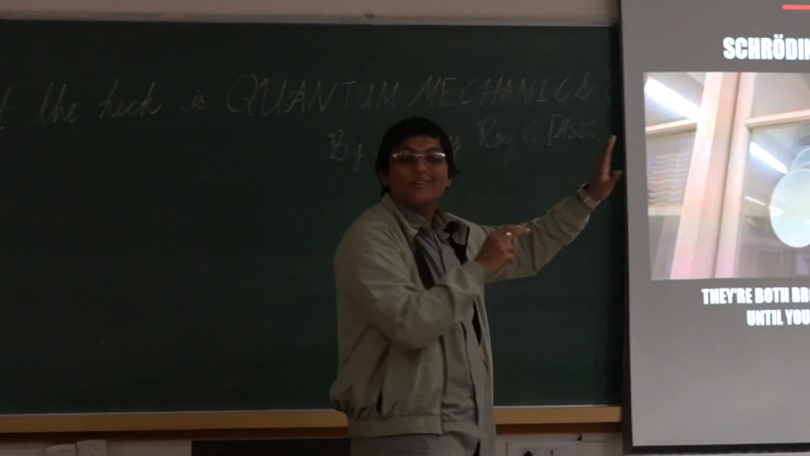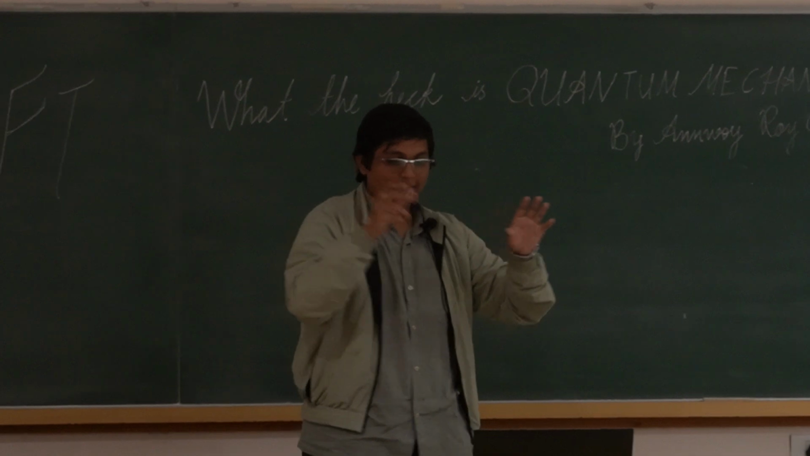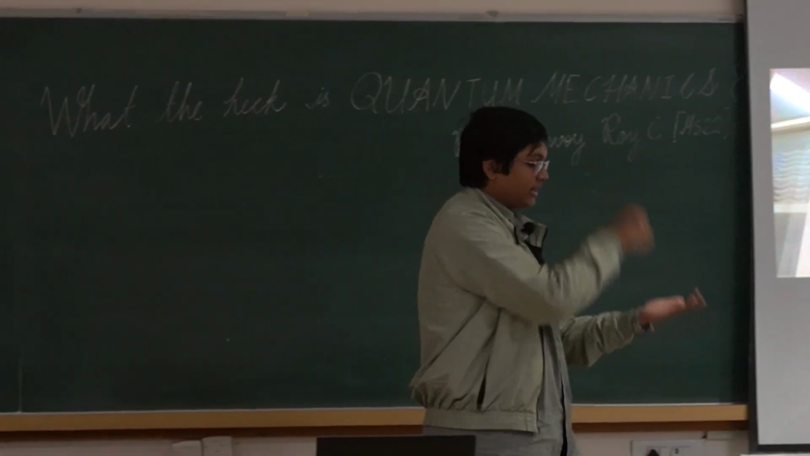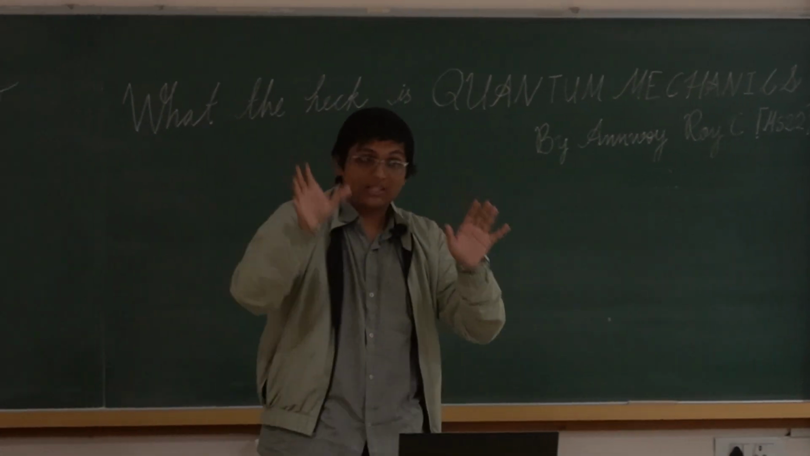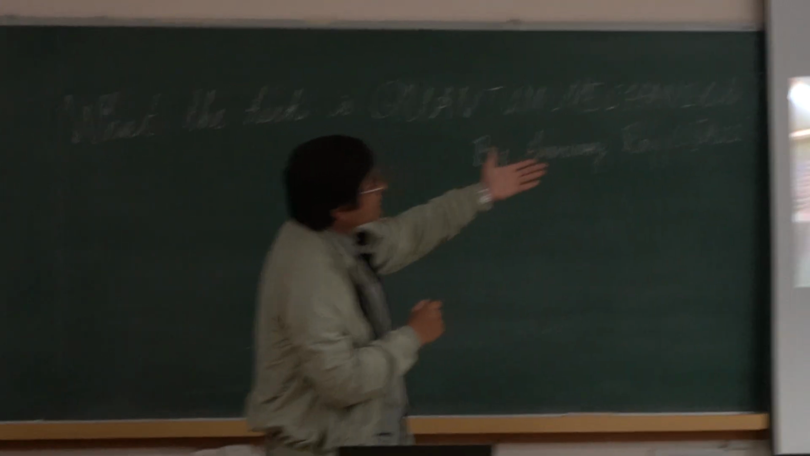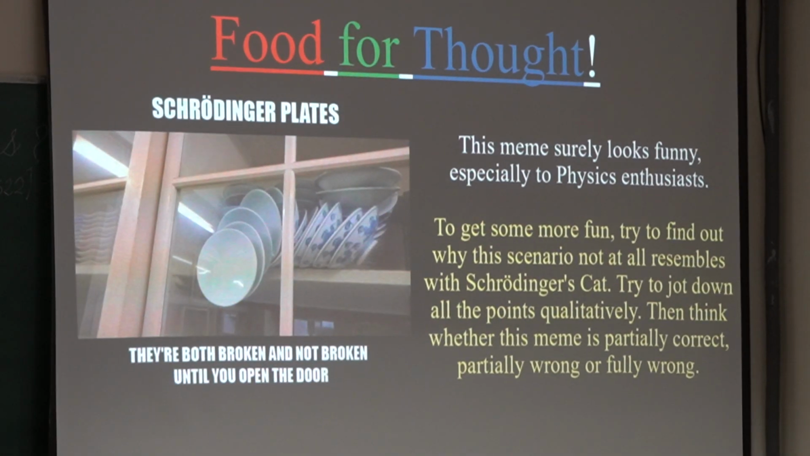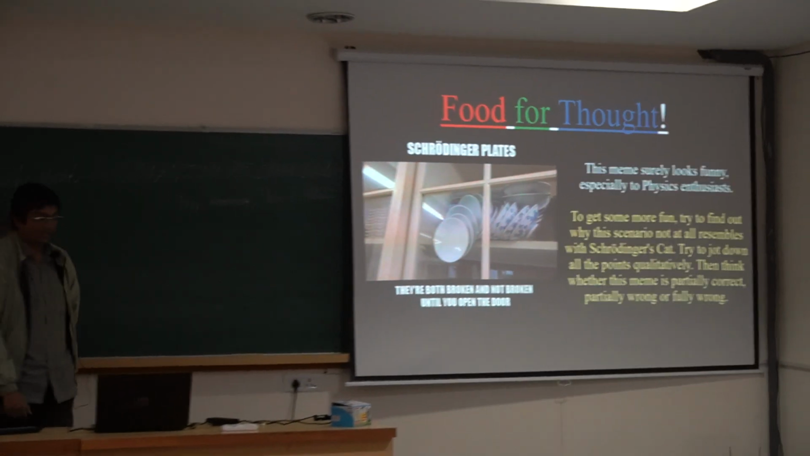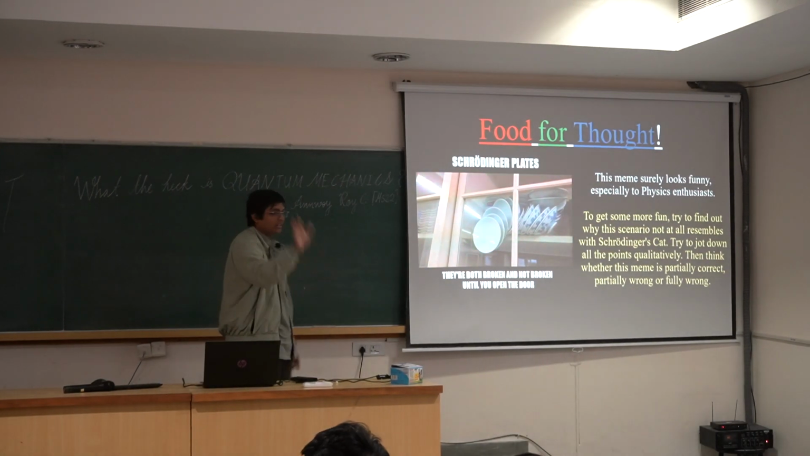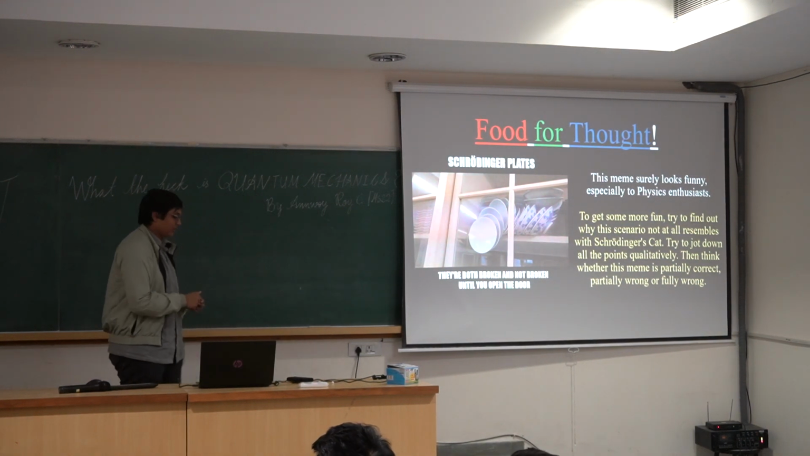it's possible to try to find out why this scenario not at all resembles Schrodinger's cat. And try to jot down the points qualitatively. This was the Schrodinger's cat, this is it, and all this stuff. Try to find it qualitatively. How much it resembles Schrodinger's cat, or if it's not at all, what are the points where it is wrong? And then you can find out whether this name is partially correct. Okay, fine, it's partially correct. Or partially wrong, still fine, let it go. Or fully wrong.